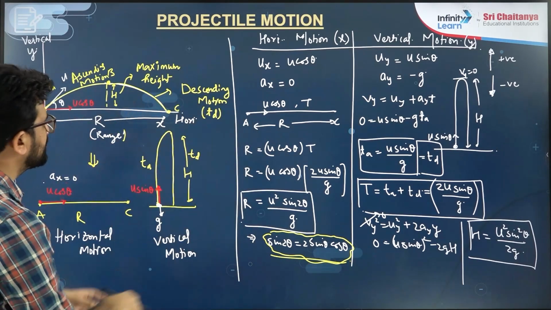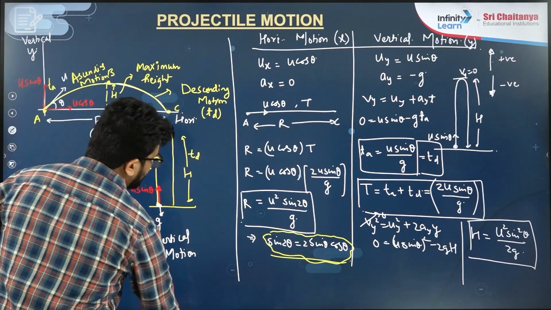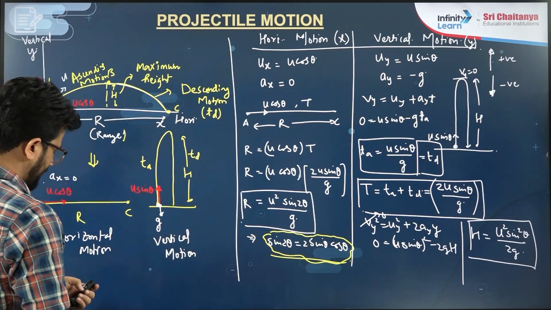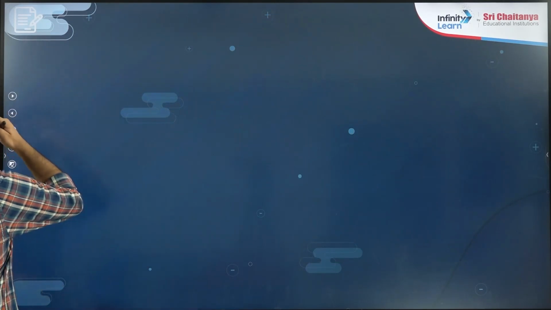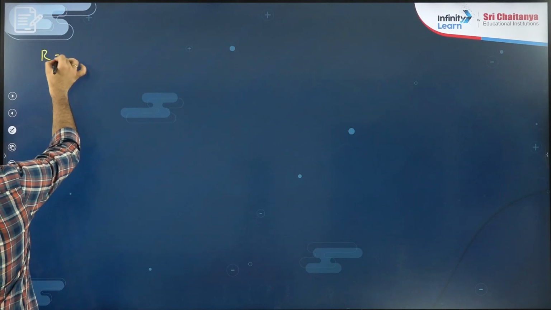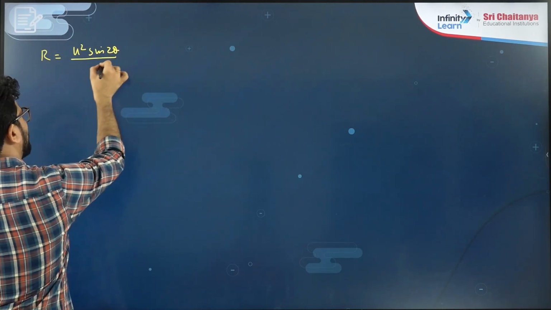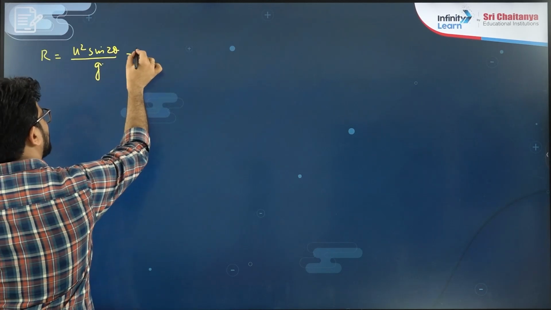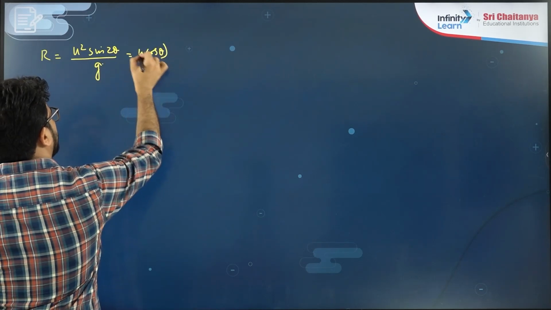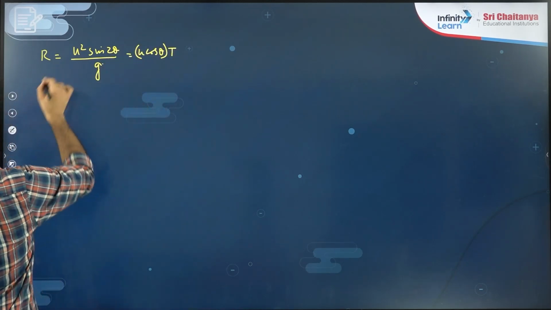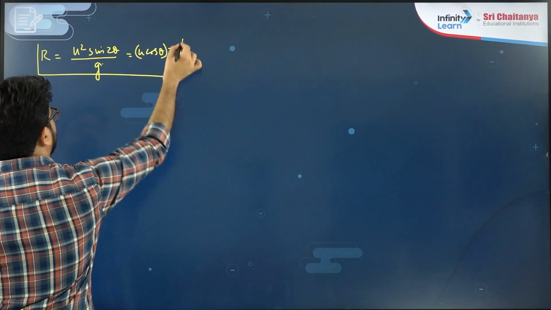So these are a few formulas which we have derived. Now I am collecting all these formulas together so that we can use them. So what is the range we have collected? That is equal to u square into sin 2 theta divided by g, or sometimes we can say u cos theta into t. Okay, this is again the range formula.